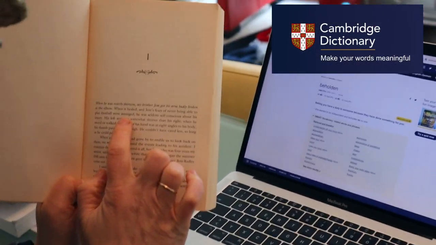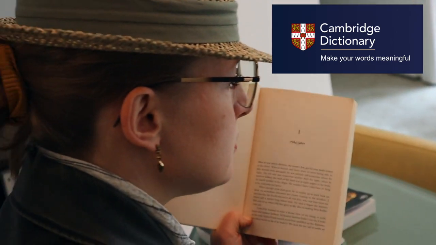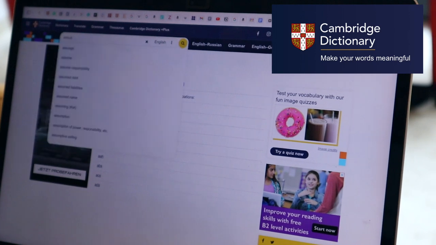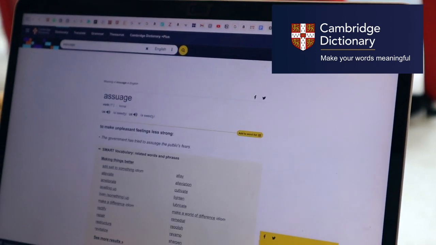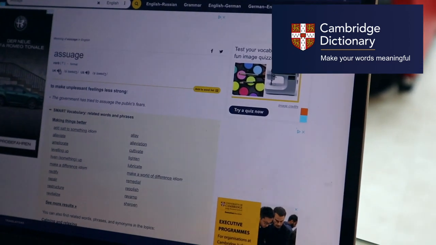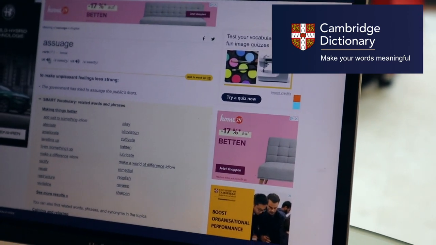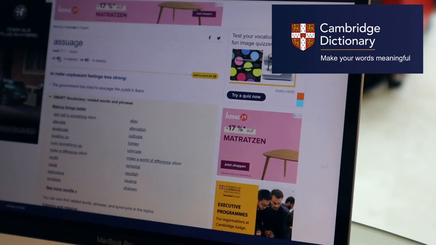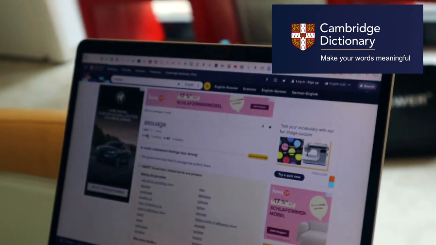Assuaged? Thirdly, obviously, to clarify the meaning of the words that I encounter, I use the Cambridge Online Dictionary. I absolutely love it. Assuaged. Assuage: to make unpleasant feelings less strong. So, alleviate. And then of course I also love to watch a film adaptation if there is one.